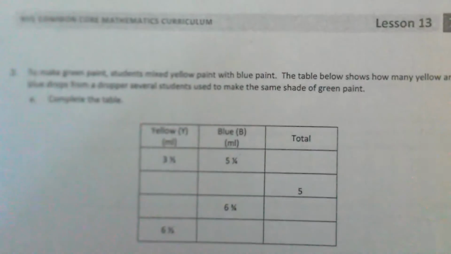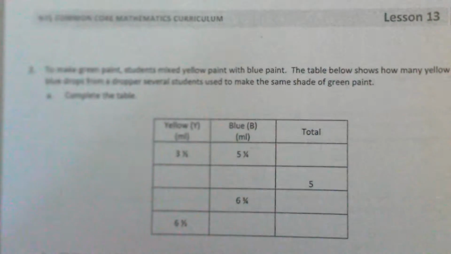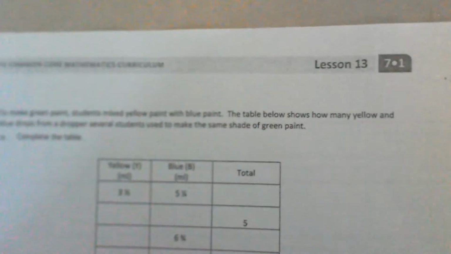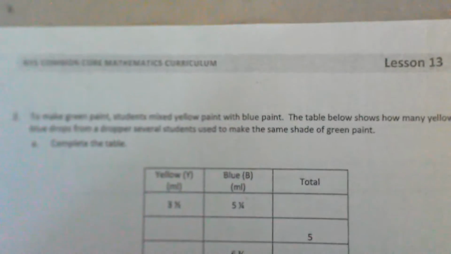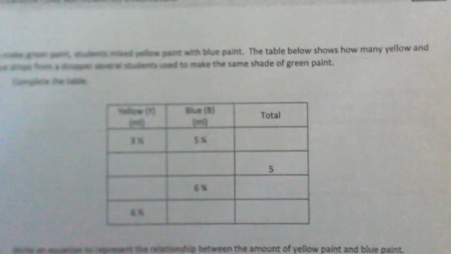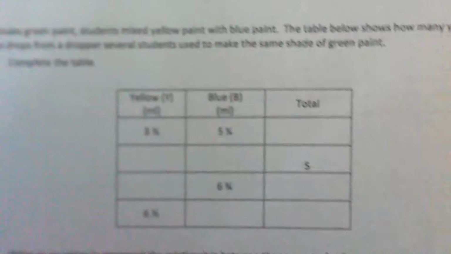Okay, here's our problem. It's a little blurry, so I will read it for you. It says, to make green paint, students mixed yellow paint with blue paint. The table below shows how many yellow and blue drops from a dropper several students used to make the same shade of green paint. Complete the table.